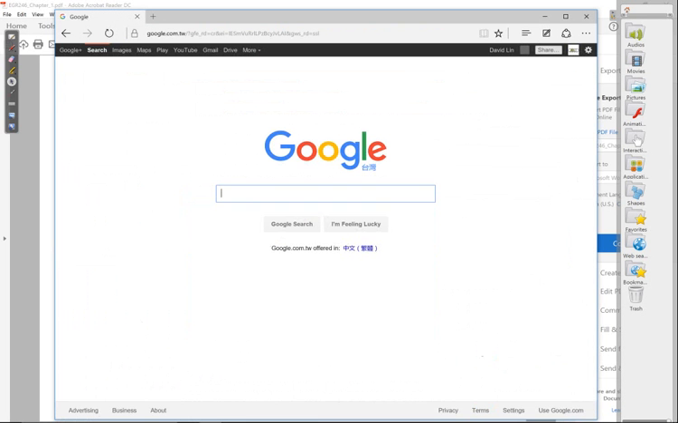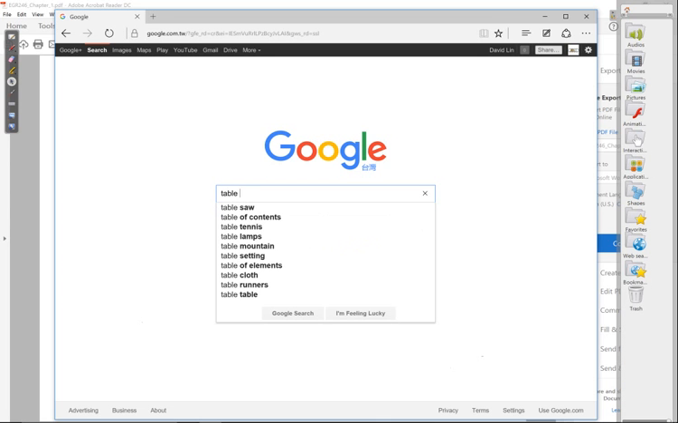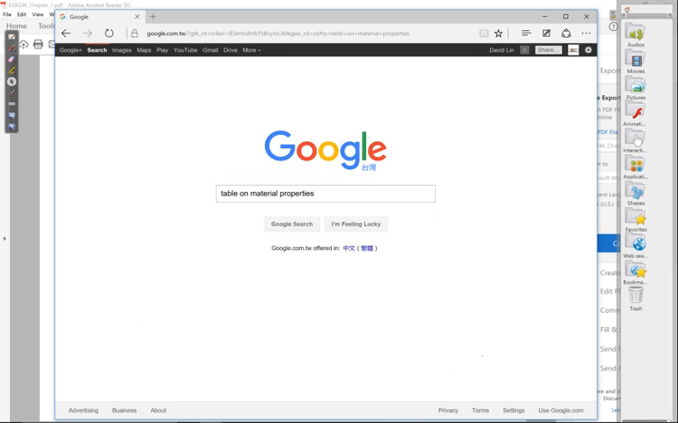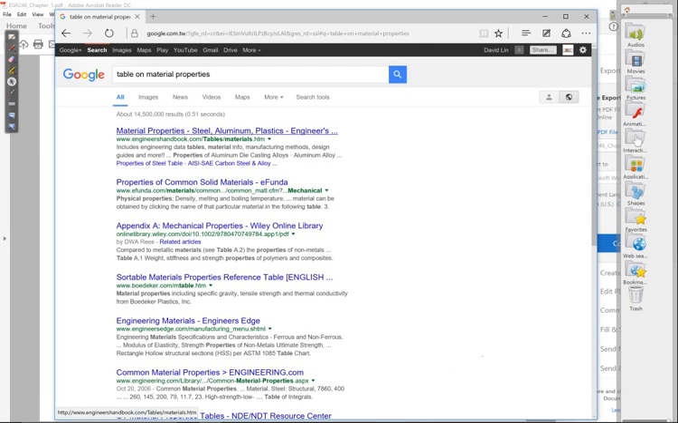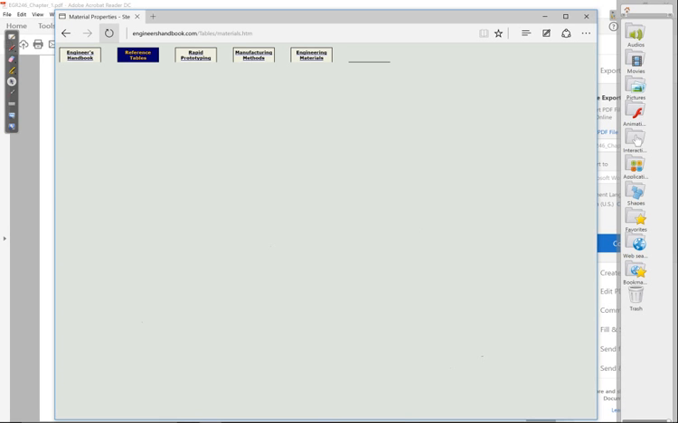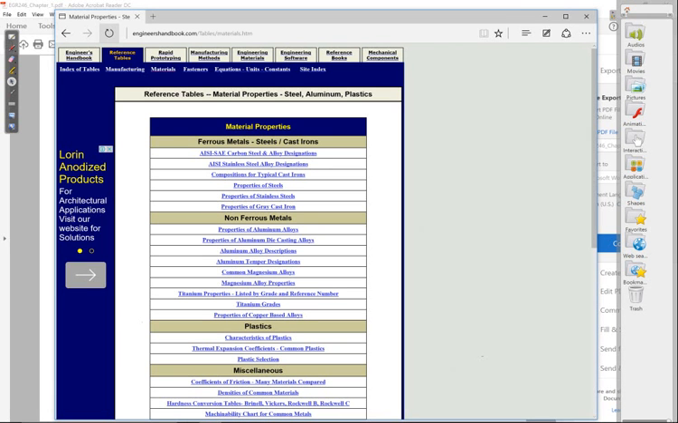Give me a second here. Since I don't have the textbook available with me, what I'm going to do is try to find one on the internet. So I'm going to Google table of material properties and see if I can find one that's online. The very first link that Google gives me brings this up. Unfortunately, this doesn't have it in tabular form. It's got just a bunch of links, but let's see.